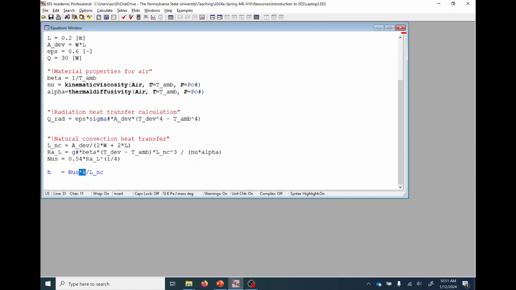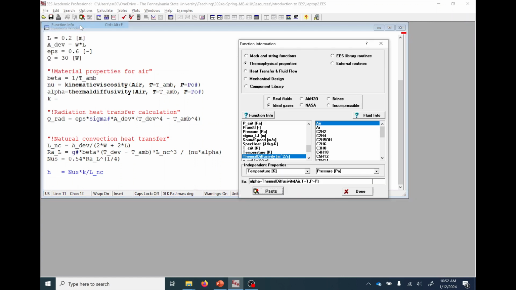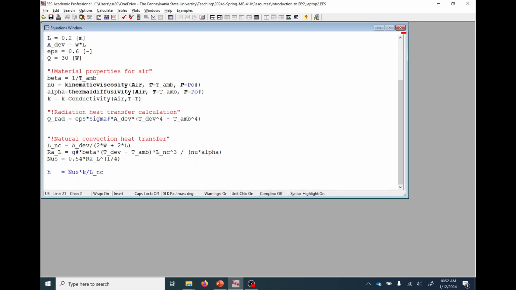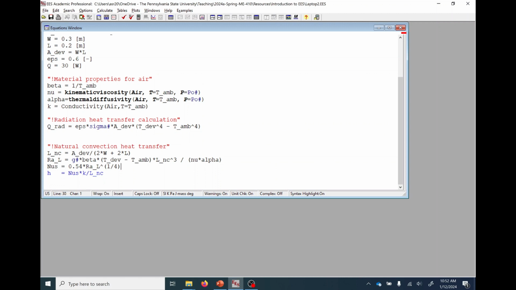I'm using this material property of air in my heat transfer coefficient correlation to calculate the heat transfer coefficient due to natural convection, and that depends on K, which is the thermal conductivity of air, and I never specified that. So here I need to add that in. I'll go to functions, conductivity, and I'll plug that in. So this is conductivity of air at temperature T ambient. And now our program should run.